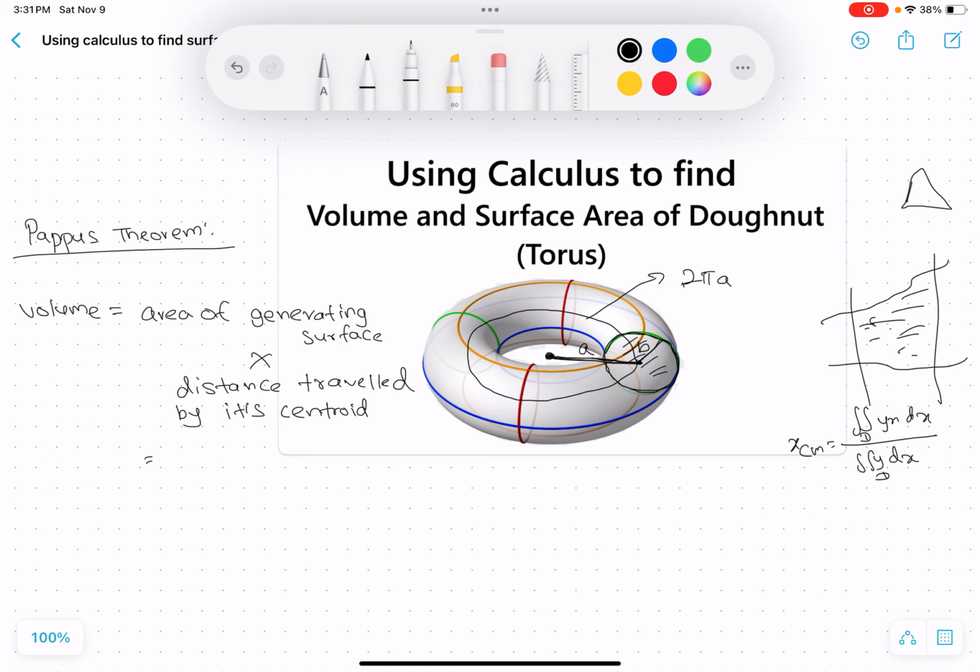So the volume will just be basically pi b square times 2 pi a. So yeah, it's 2 pi square a b square. So that's the volume. We will try to prove this using calculus as well, right?